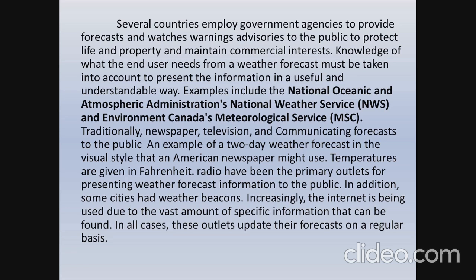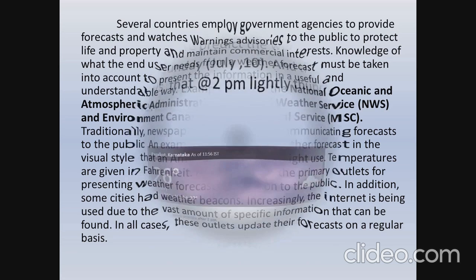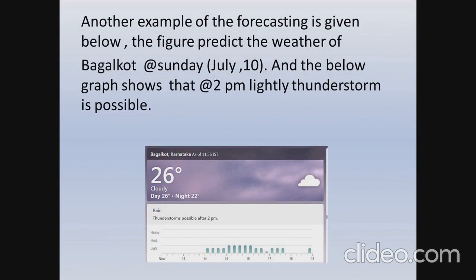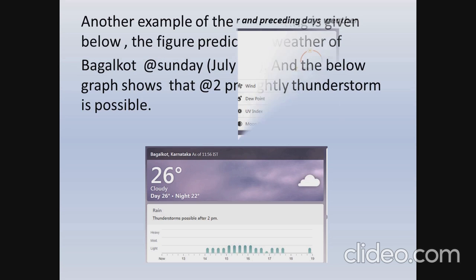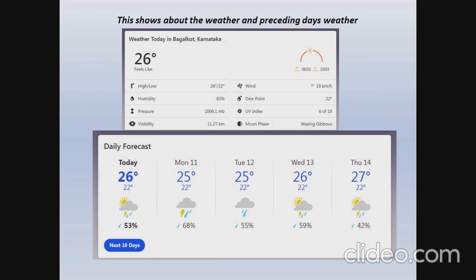Another example of forecasting is given below. The figure predicts the weather of Bagalkot on Sunday, that is July 10, and the graph below shows that at 2 pm a light thunderstorm is possible. The two pictures show the weather of Sunday and the upcoming day's weather. Thank you.